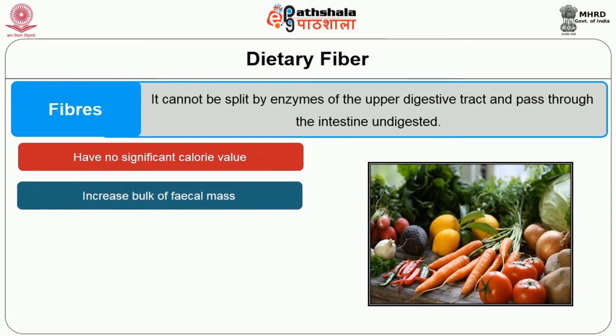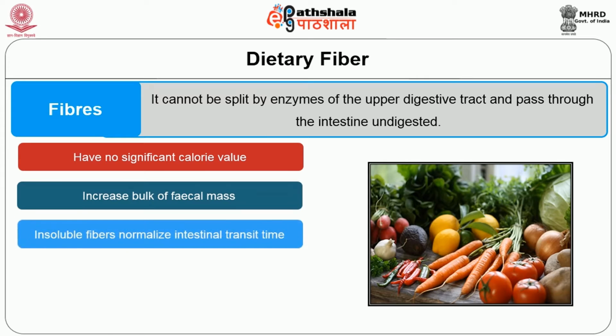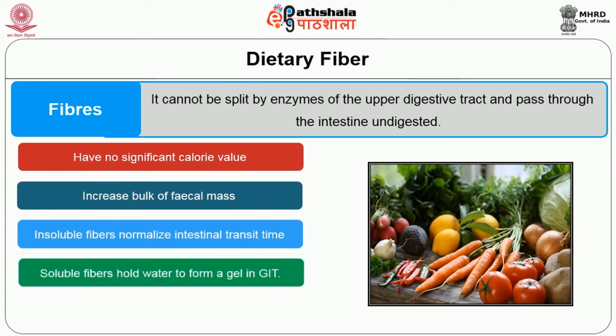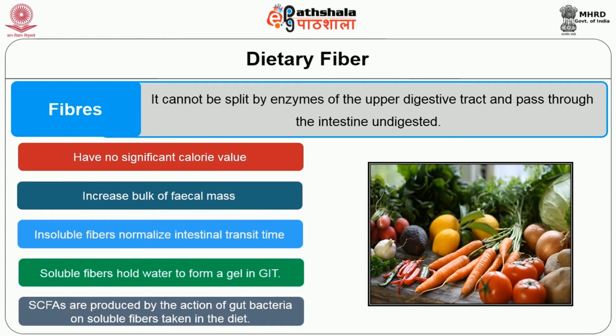They increase the bulk of fecal mass, especially the undigested material. Insoluble fibers normalize the intestinal transit time. Soluble fibers hold water to form a gel in the gastrointestinal tract. Short chain fatty acids are produced by the action of gut bacteria, and they are soluble and can be taken in the diet.